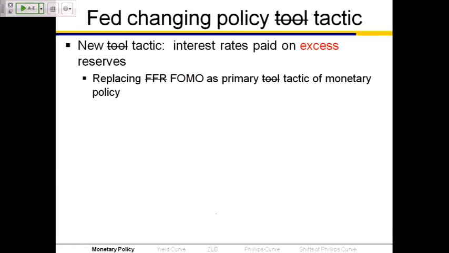Instead of trying to achieve a particular federal funds rate through open market operations, which has been the tactic they've been using, what the Fed has announced is that starting now, what they're going to do instead is change the interest rate that they pay on excess reserves. So let me back it up. Let me see if the slide backs it up. No.